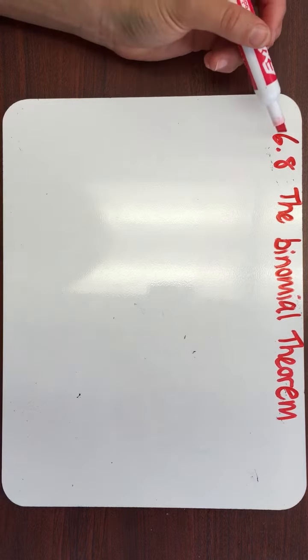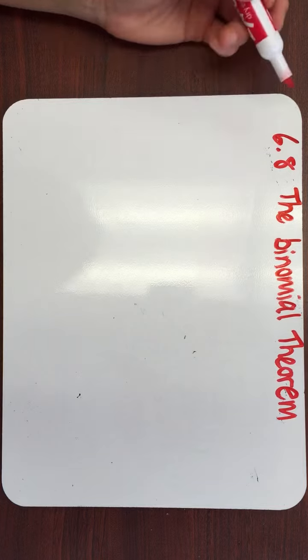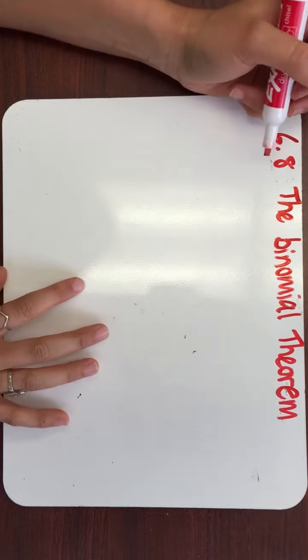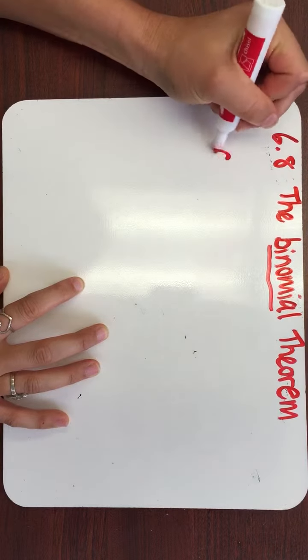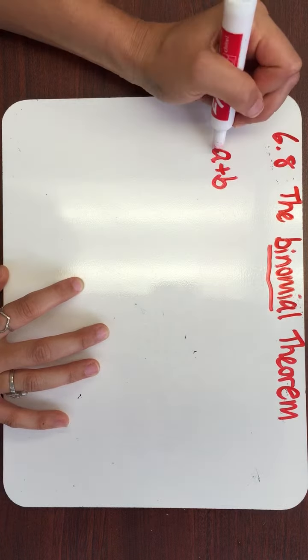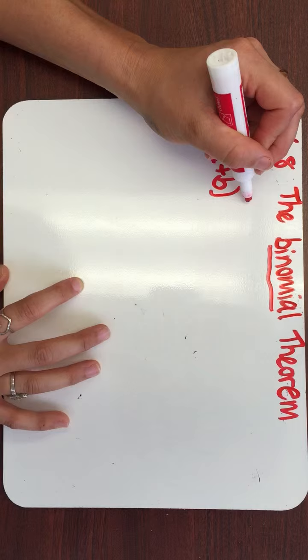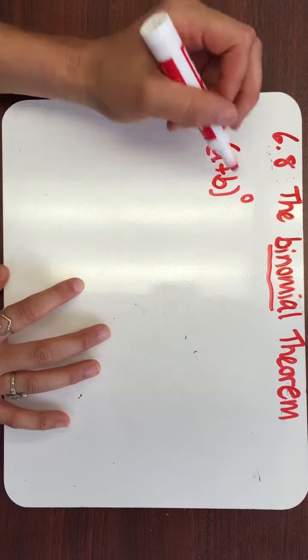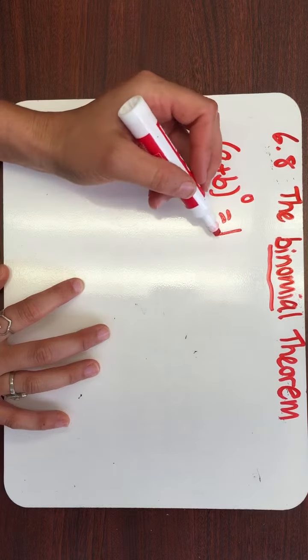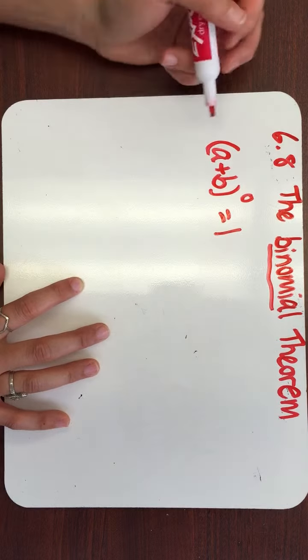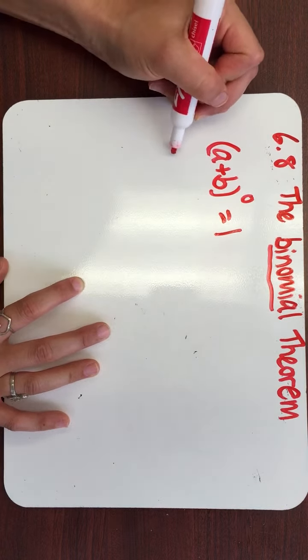Okay, today we're going over 6.8, the binomial theorem. So let's take a look at a binomial, such as a plus b. A binomial is two terms, and let's take that to the 0 power. Anything to the 0 power is a 1. So we're going to also write down the coefficients that we get here after we expand some of these.